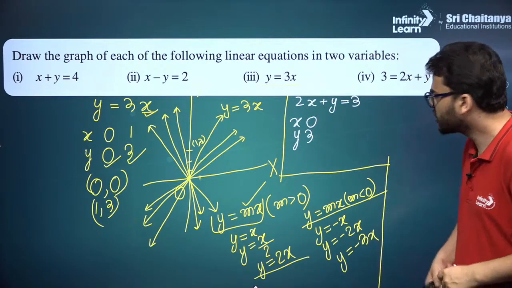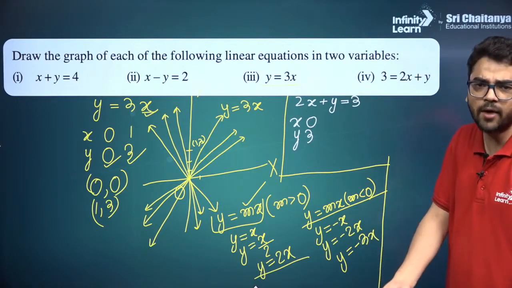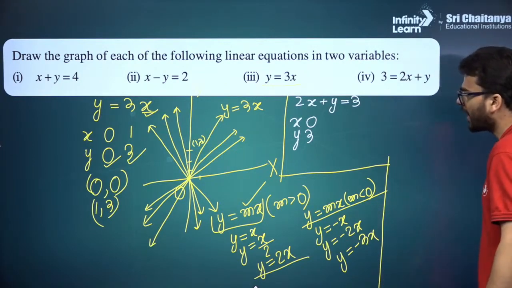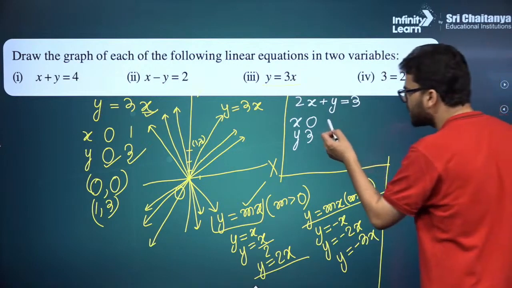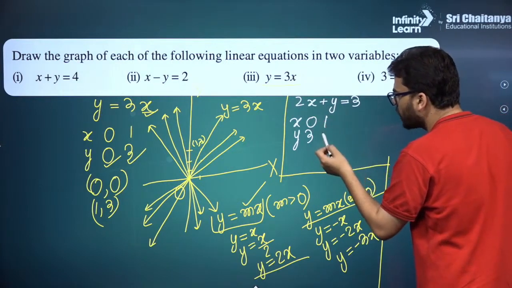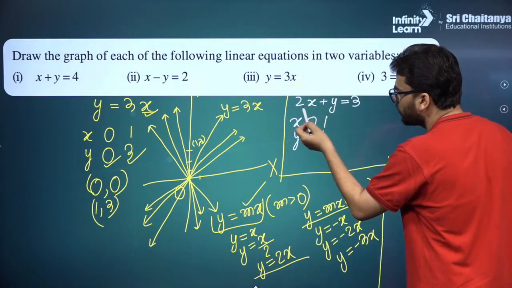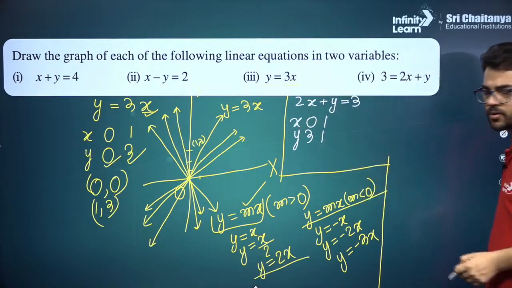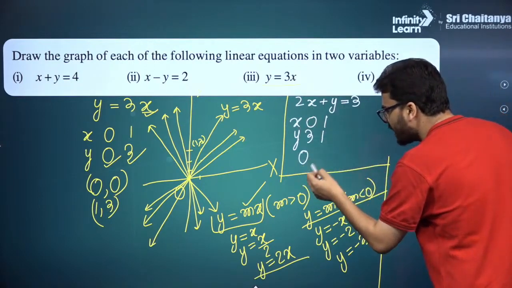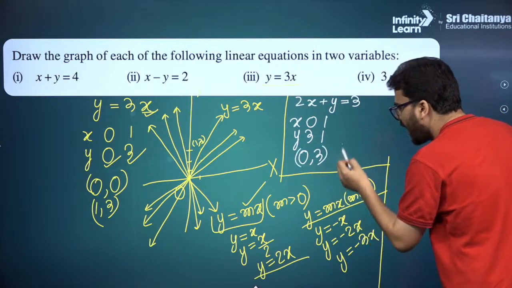I hope it is clear. So don't try to take that value. Instead of that, let's take some different value. If I take x is equal to 1, y will be equal to 1 as well. You see, if I take x is equal to 1, so 3 minus 2 is 1. So therefore, in order to draw the graph, I need the points 0, 3 and 1, 1.